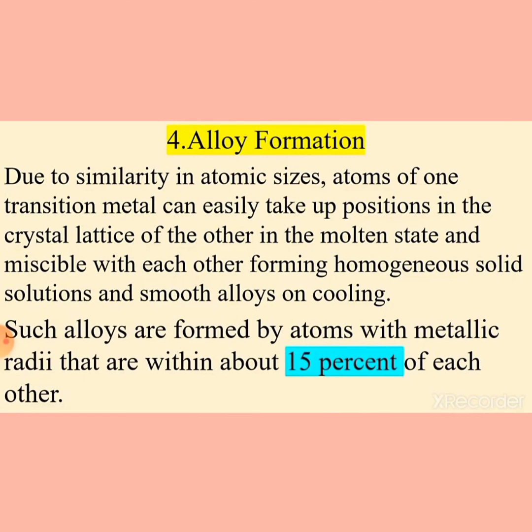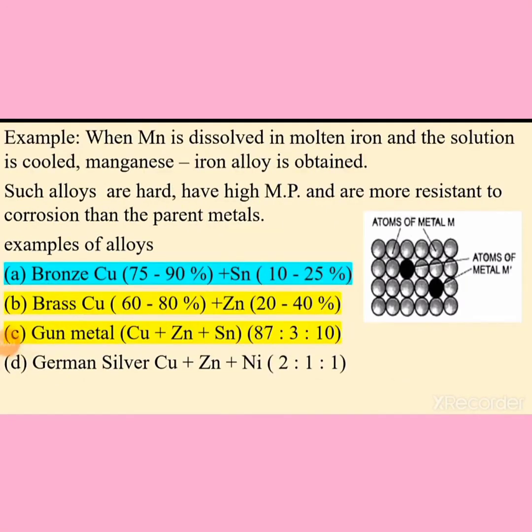Due to similarity in atomic sizes, atoms of one transition metal can easily take up the position in the crystal lattice of another in the molten state and are miscible with each other, forming a homogeneous solid solution and smooth alloys on cooling. For example, when Mn is dissolved in molten iron and the solution is cooled, manganese iron alloy is obtained. Such alloys are hard, have high melting points and are more resistant to corrosion than the parent metals. Other alloys are bronze, brass, gunmetal, German silver, etc.